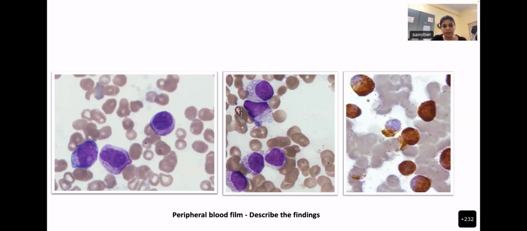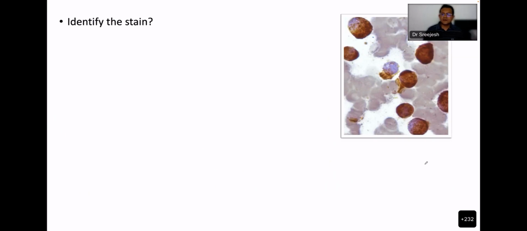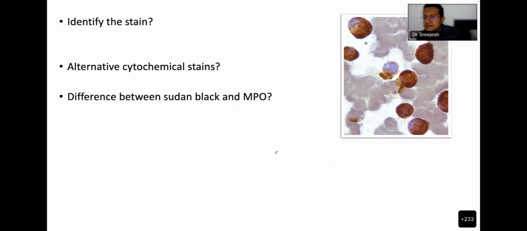What is this stain? MPO. It's a myeloperoxidase stain. So Purba, what are the alternate cytochemical stains for myeloperoxidase? Sir, we can do Sudan black B. Right. We usually use alternatives because of the problems with the MPO stain. So what is the substrate for the MPO stain? Sir, peroxidase in the granules of the promyelocyte.